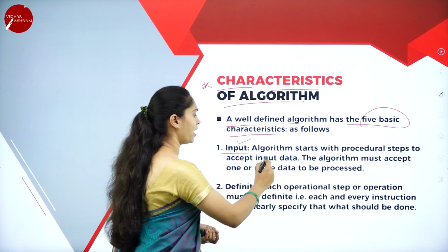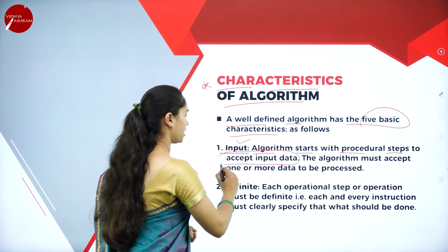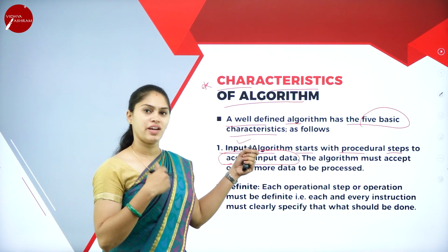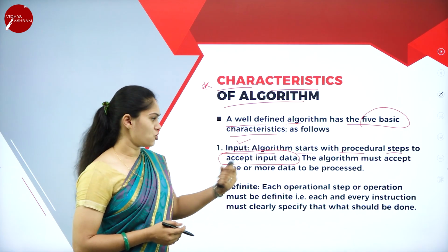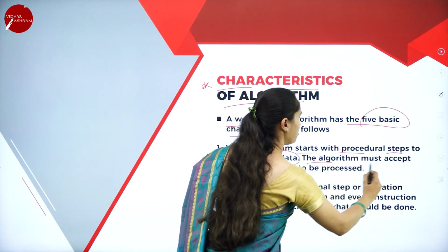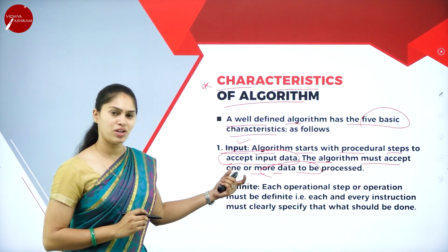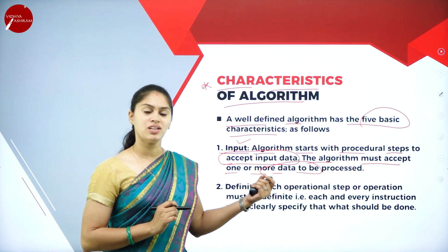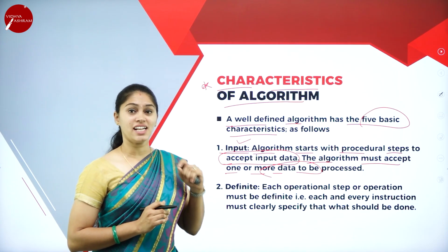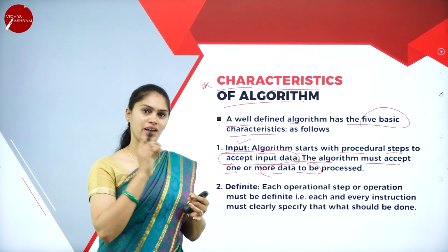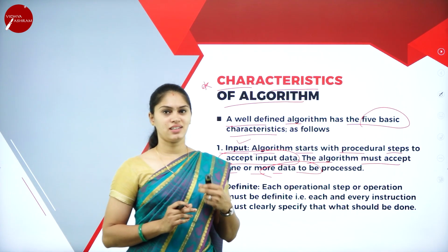So input is nothing but an algorithm starts with procedural steps to accept input data. Input in the sense what? We have to give some data as the input. Then it is going to lead to a solution, right? The algorithm must accept one or more data to be processed. So what must the input be here? The data must be the input. It has to accept at least one or more inputs. So that is the first characteristic. We have to give either one or more inputs. So if I consider the previous example, that is a visiting card.